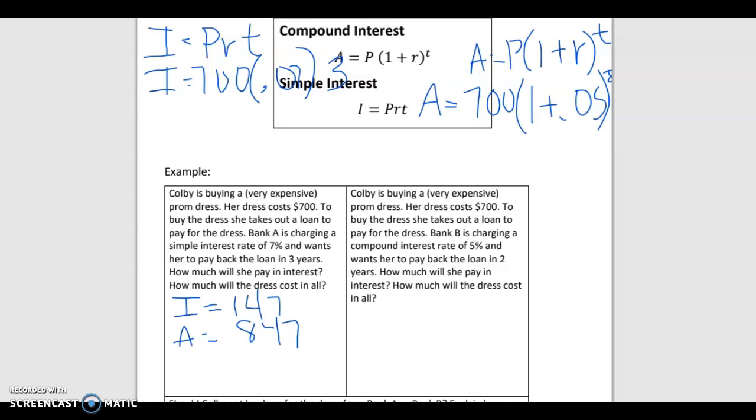So again, I'm going to go to my calculator. I'm going to do the 1 plus the 0.05. I want to do my parentheses first. So 1 plus 0.05 is 1.05. I want to square that. And then I want to multiply that number times 700.